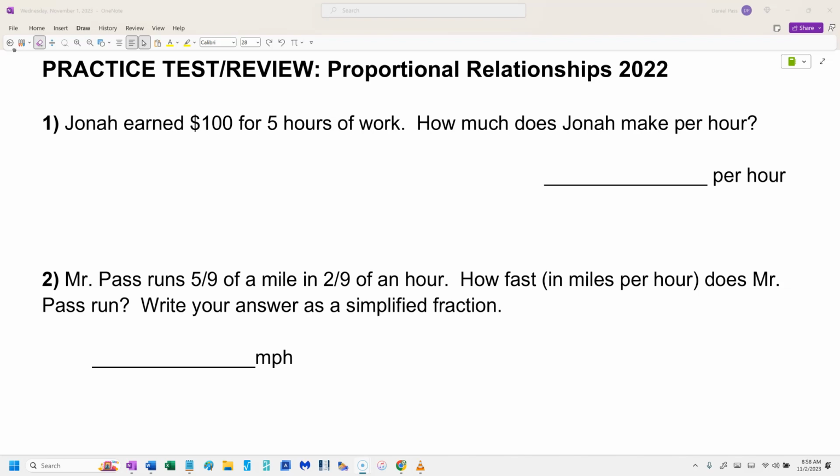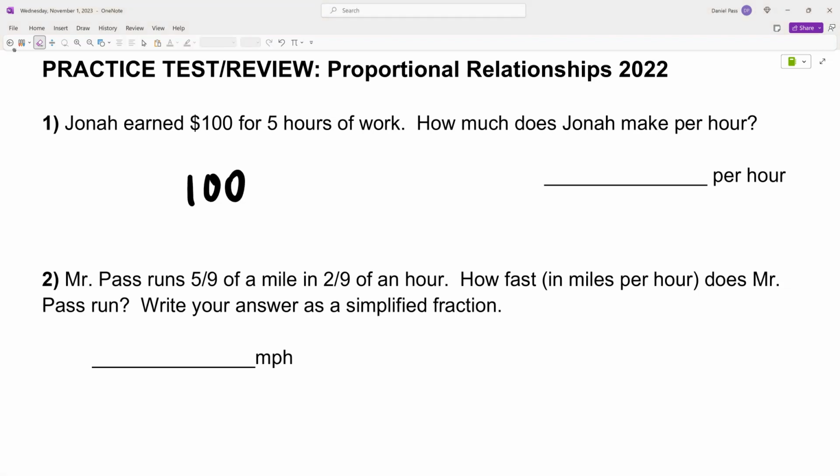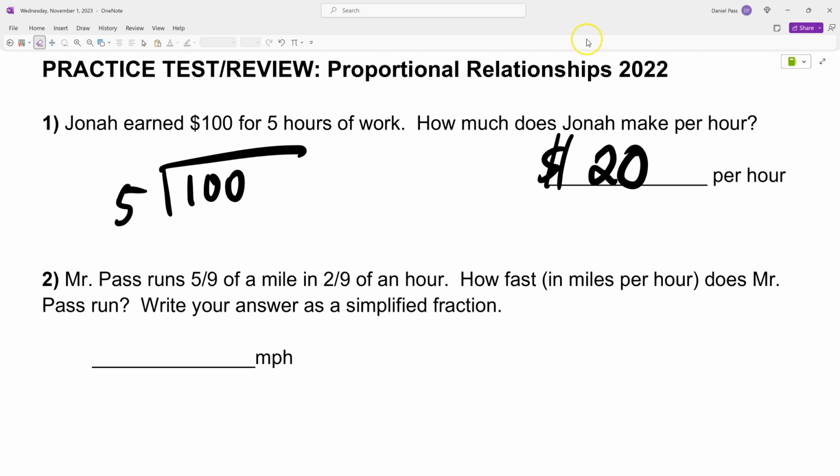Okay, Mr. Pass a Student, how do you do number one? Go near the computer so the mic will hear you better, please. What did you do? 100 divided by 5. Is he correct, everybody? Yeah. And that makes $20 per hour. Okay, cool. Good job.